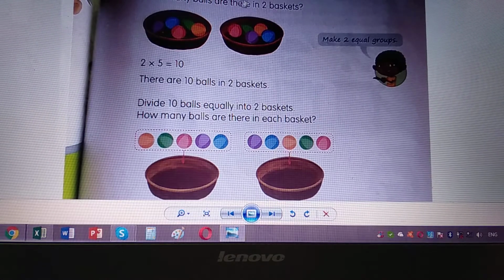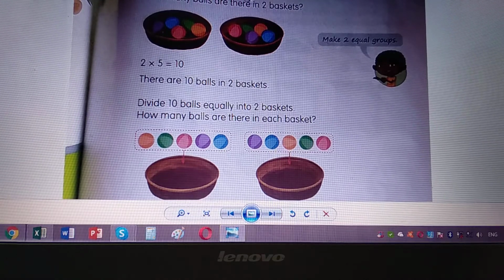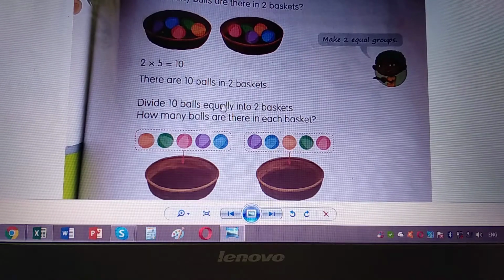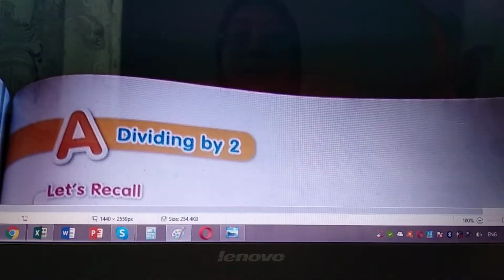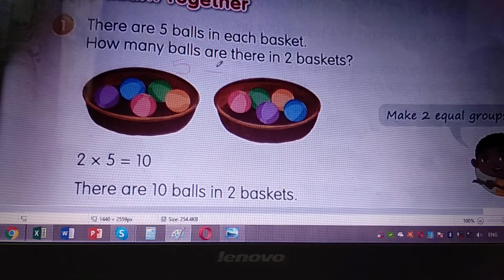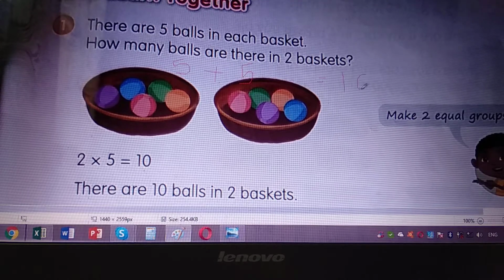On this page, it will make you see better with pictures. There are 5 balls in each basket. How many balls are there in 2 baskets? So we want to divide 5 balls into each of 2 baskets. So 5 and 5. Let me open Paint. 5 plus 5, meaning 2 times 5. 5 plus another 5 makes 10. Same thing, 2 times 5 equals 10.